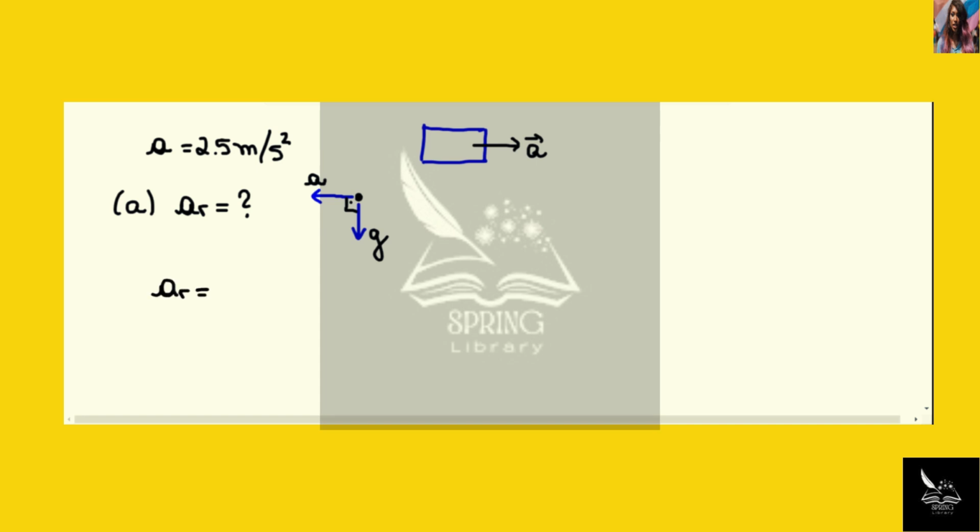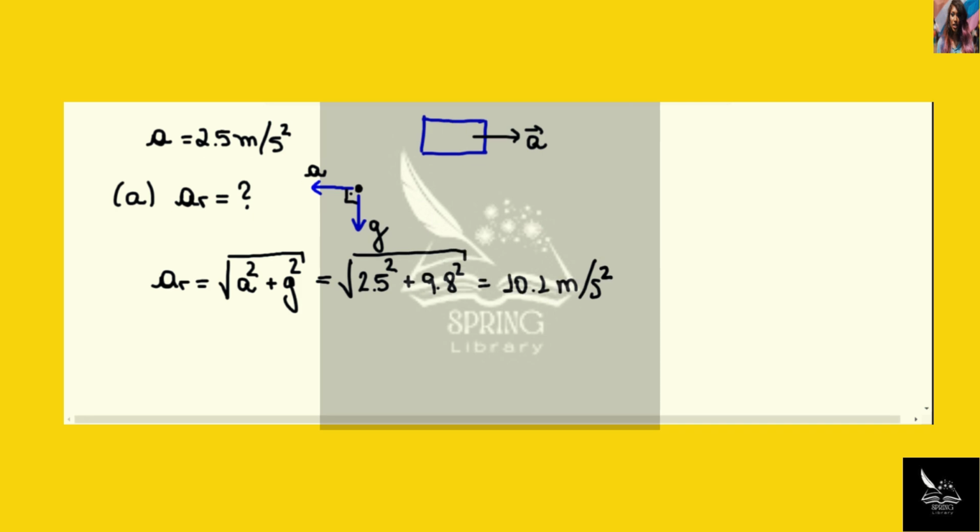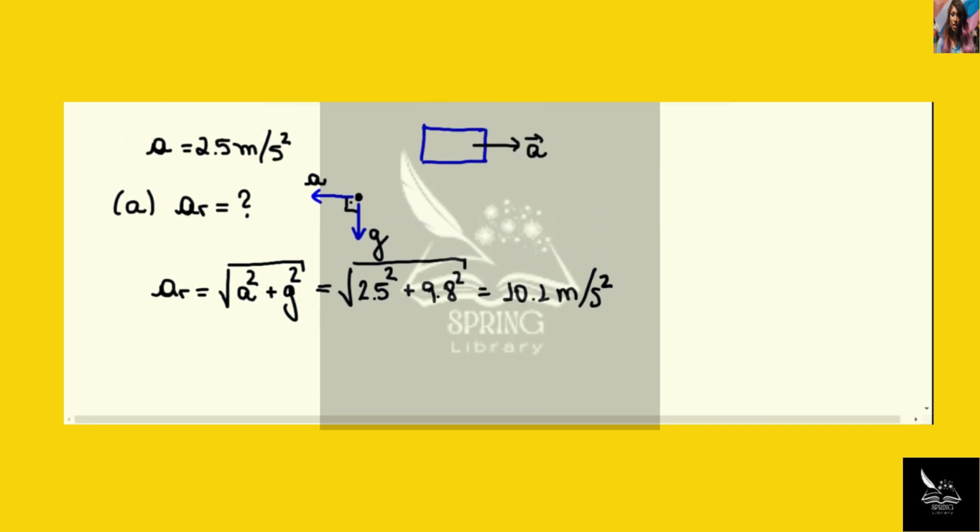So the total relative acceleration is the square root of a squared plus g squared. a is 2.5 meters per second squared, and g is 9.8. So what we get is that this is equal to 10.1 meters per second squared. And also we need to calculate what is the angle of this acceleration. So in the end, what we have is an acceleration that's pointing somewhere like this. And I'm going to calculate this angle, theta.